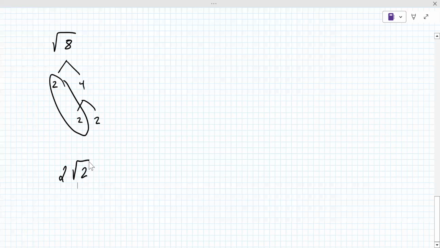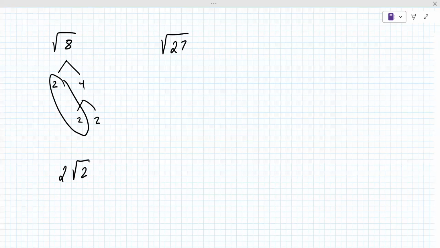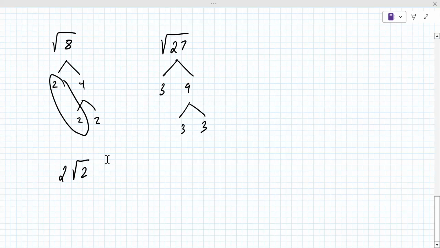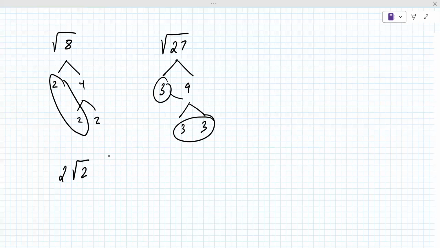Sometimes that does happen. Let's look at the square root of 27. Square root of 27 is 3 and 9, and then 3 and 3. Do you see any pairs? Pair of 3s. And it doesn't matter if you see it as these being the pairs, that's fine. You got a 3 that's coming out and a 3 that's staying in.